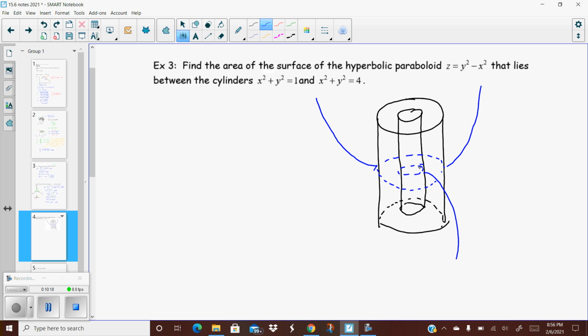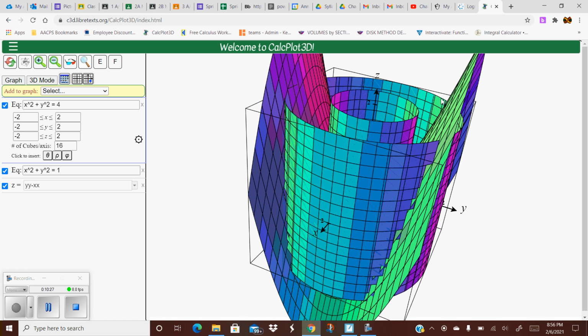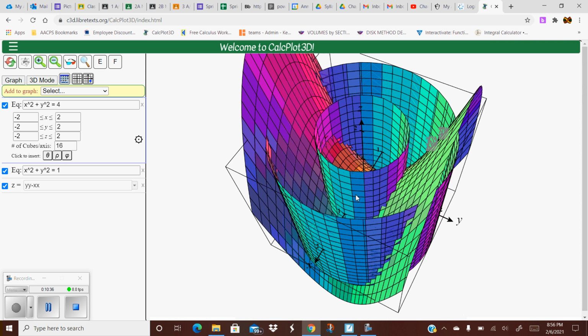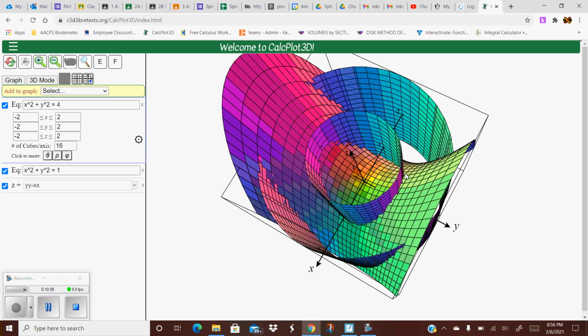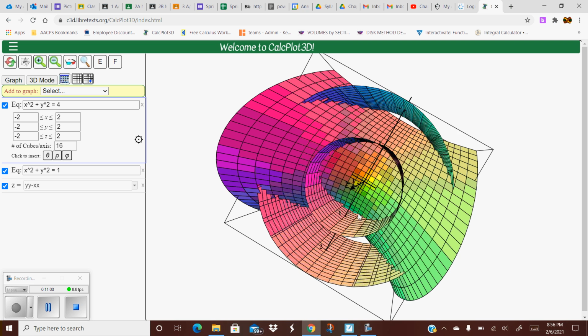And what I'm going to show you real quick is something on CalcPlot 3D, which gives a much better representation of that. So here it is on CalcPlot 3D. Here's the outer cylinder, here's the inner cylinder, and here is your Pringle chip or your hyperbolic paraboloid. So if you turn this and look straight down into it, you can see that it's curving down in this direction in between these two cylinders, and it's curving up in, I guess you would say, the X direction in between the two cylinders. So we're looking for this surface area which lies in between the two cylinders and doesn't actually even touch the outside cylinder in part of it.